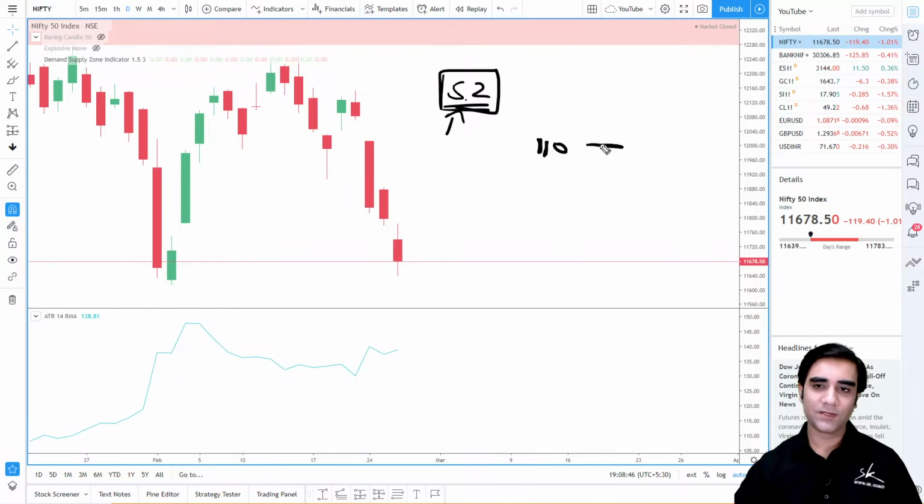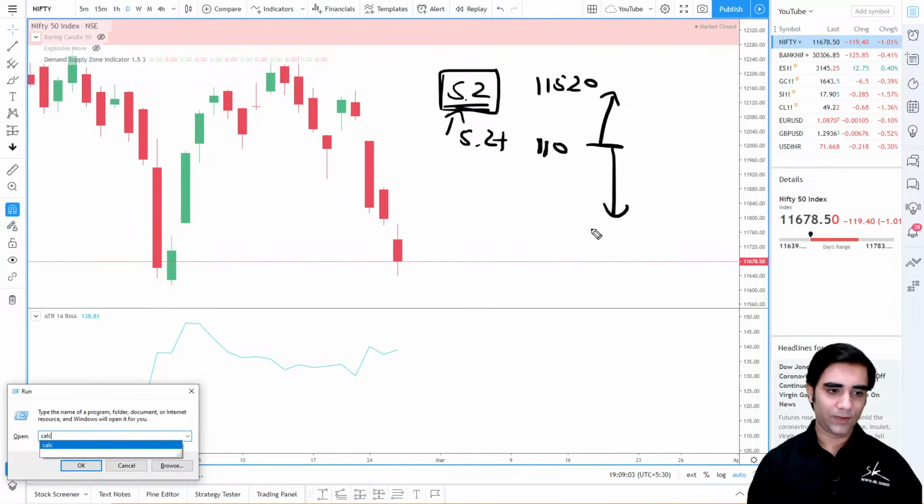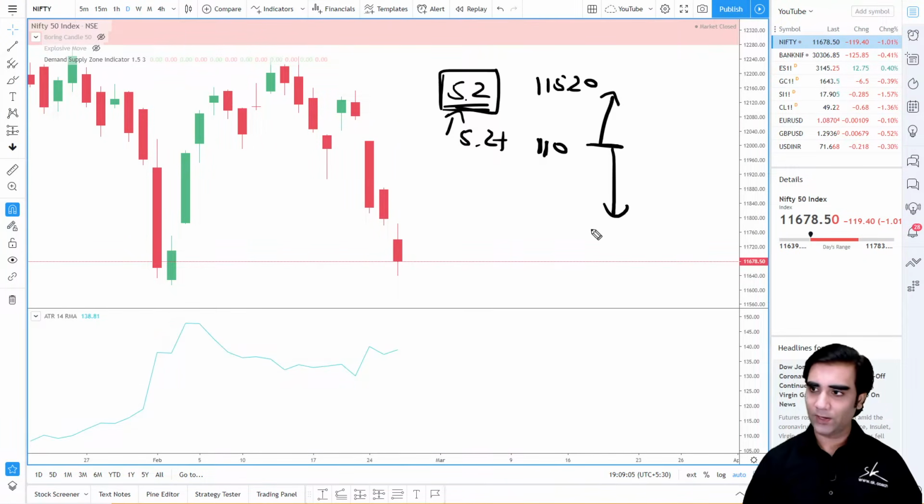So if it keeps moving up the whole day, the maximum we are expecting it to go is 115 rupees 20 paise. How? Because we did 110 plus 5 rupees 20 paise, which was my average. Similarly, if it keeps going down, it will be 110 minus 5.2, which is 104.8. So if it keeps going down, we are expecting it to go to 104.8.